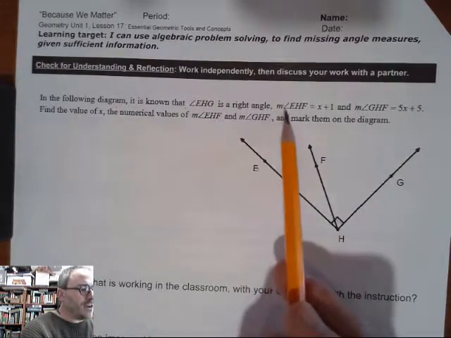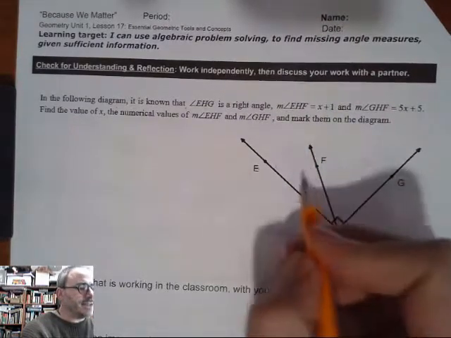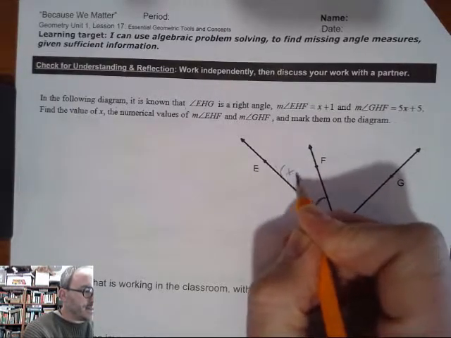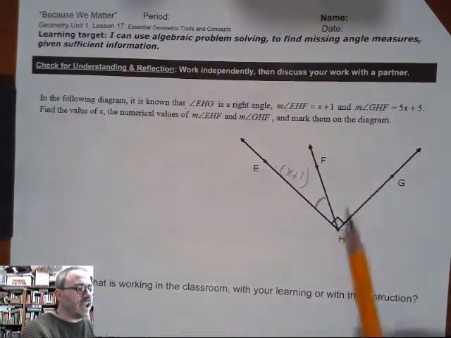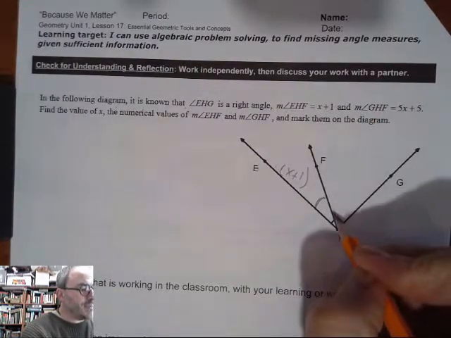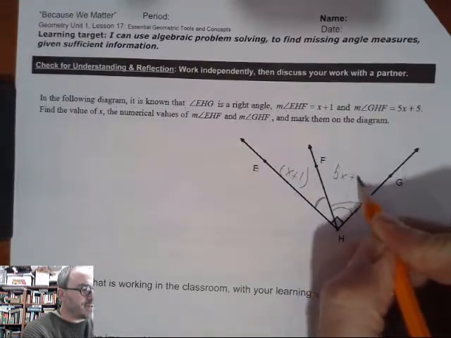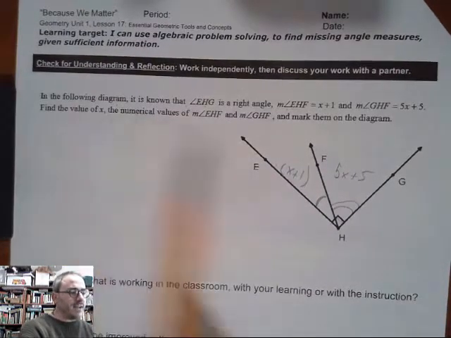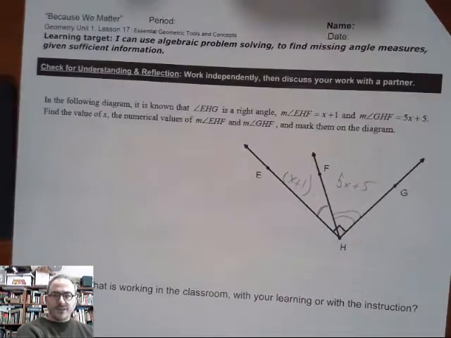The measure of angle EHF is x plus 1. So the measure of this is x plus 1. And the measure of angle GHF is going to be, I'm going to put two arc marks here, 5x plus 5. Find the value of x. So find the value of x and then find the angle measure here and the angle measure here, and mark them on your diagram.